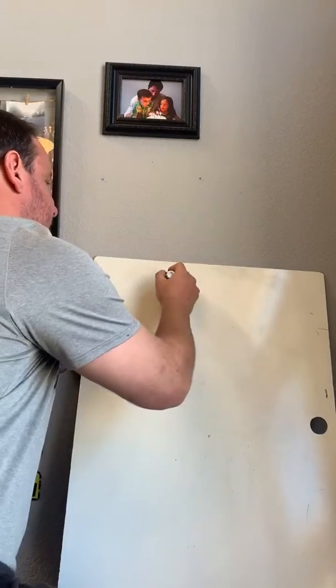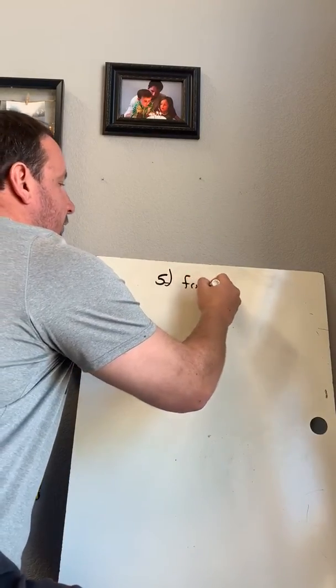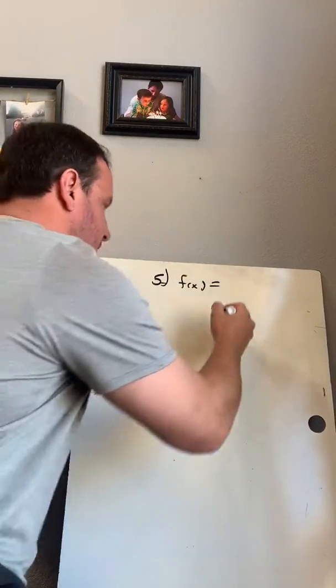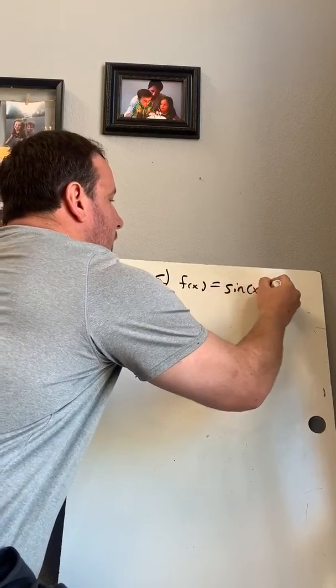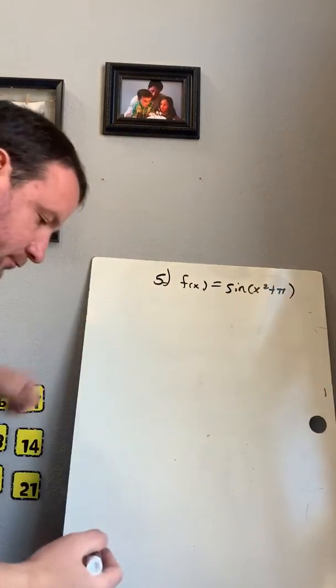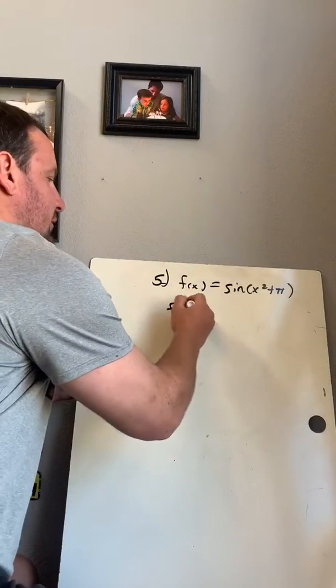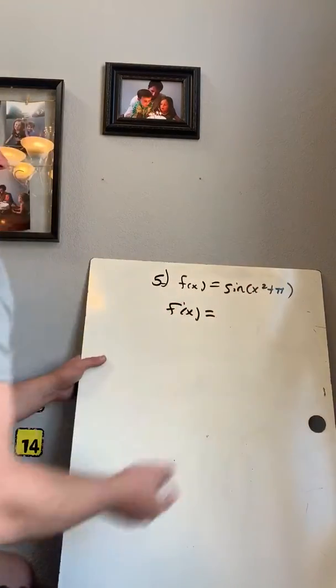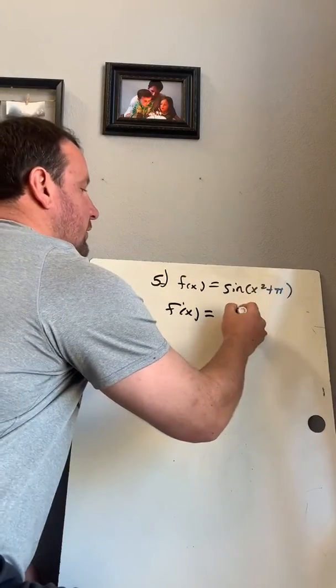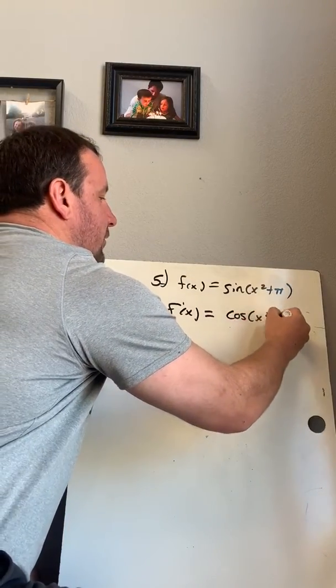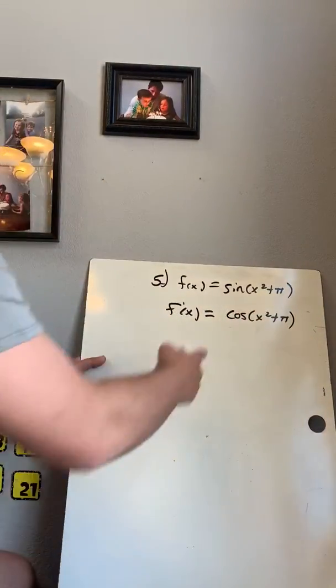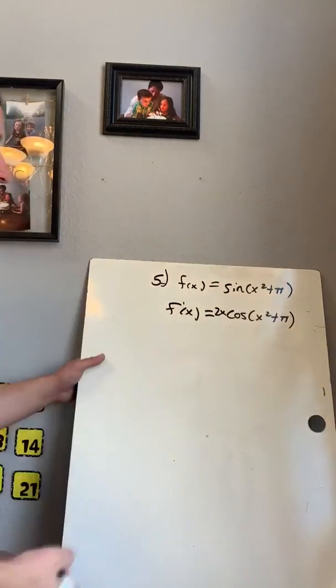Number 5 says f of x is sine of (x squared plus pi). And they want me to find f prime of root 2 pi. So first I'm just going to find f prime of x. So I would handle the sine, which would give me a cosine of x squared plus pi, and handle the inside, which would give me a 2x.